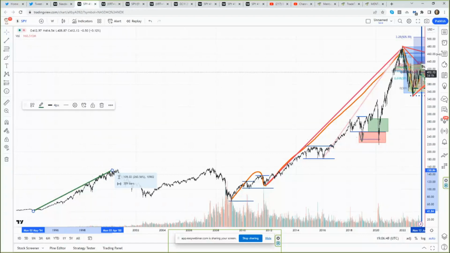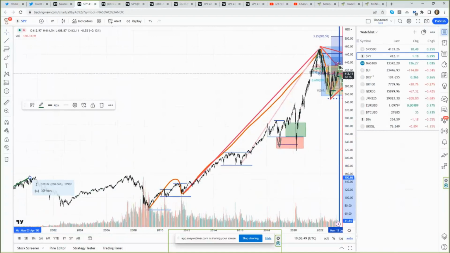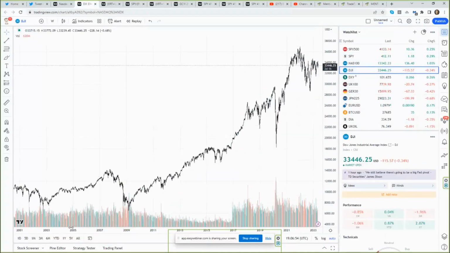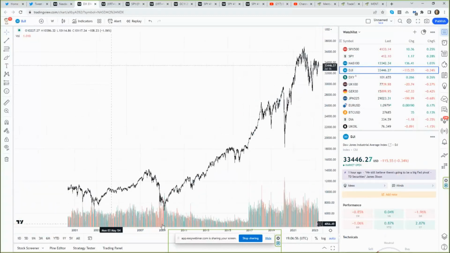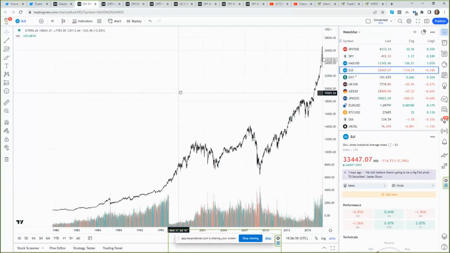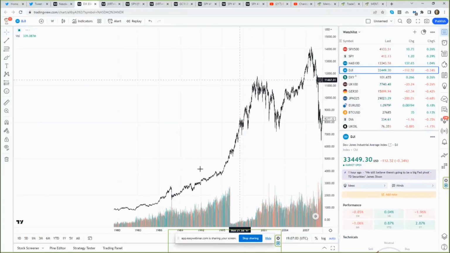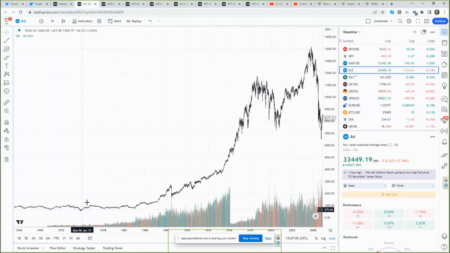Let me come over here because I know one symbol that does go all the way back is the Dow Jones. So what I want to do is highlight all of this. Okay. We're going to come into this area and let it load.